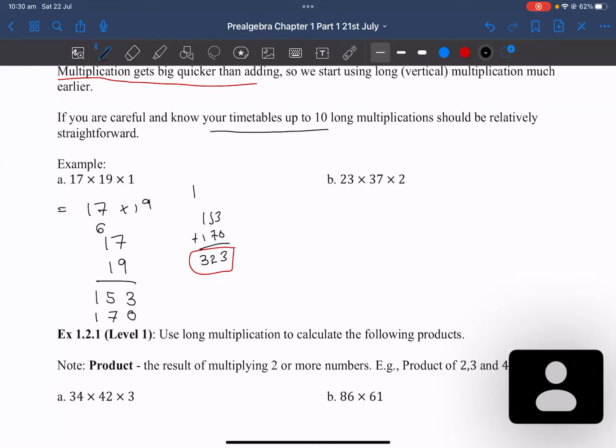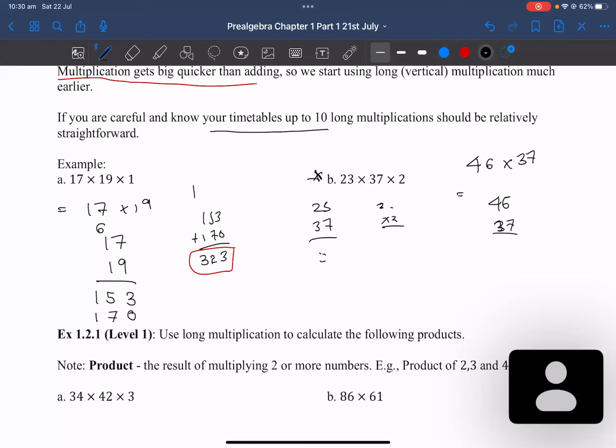When you have more than two numbers, you can either do separate long multiplications, or you can make it even simpler by pairing some of them together, making 23 times 2 into 46. So you can either do 23 times 37, get an answer, and multiply that answer by 2. Or you can do some of them in your head: 46 times 30, and then this is one multiplication. They both give the same answer.